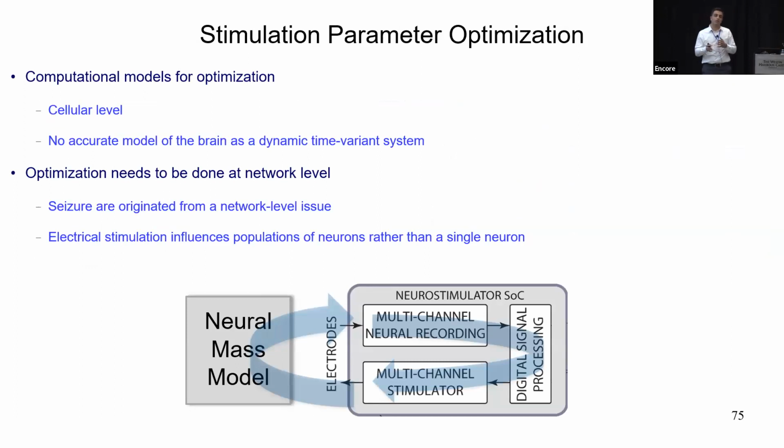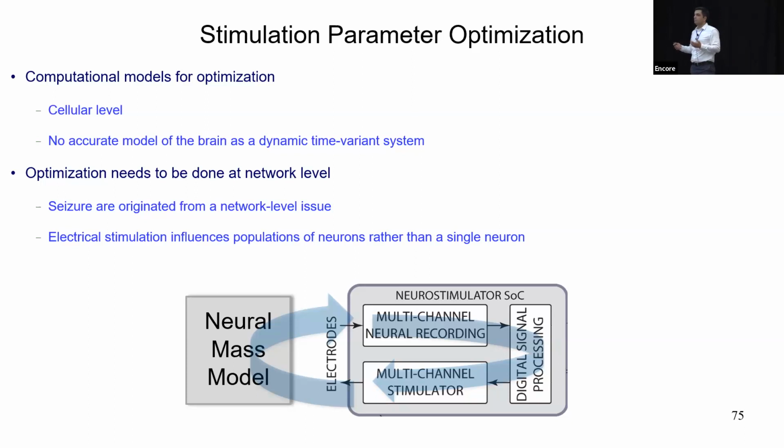There are cell-level computational models for evaluating the efficacy of a stimulation pulse at the cellular level. There has been a lot of work on this, but they're not really relevant to what we do, because the kind of stimulation that we do is not affecting a single cell. It's affecting populations and networks of neurons. On the other hand, we don't have a really good, accurate model of the entire brain that is precise enough for us to optimize the stimulation parameters based on it.